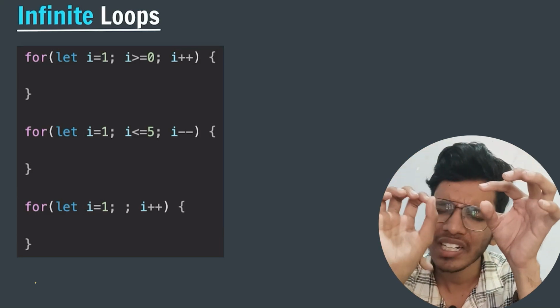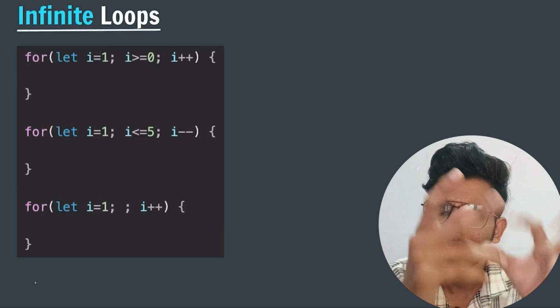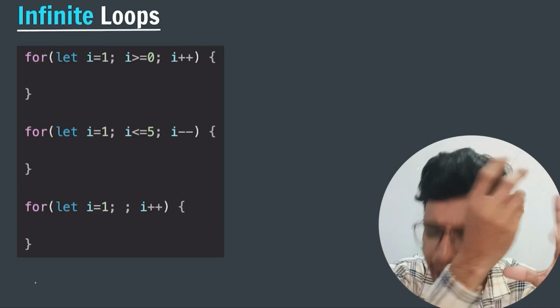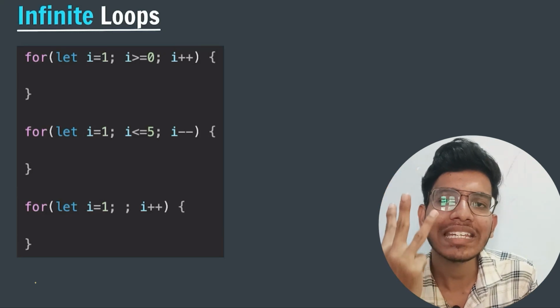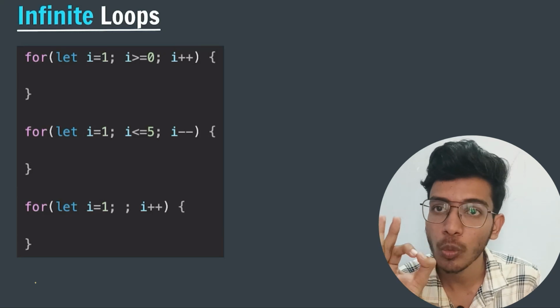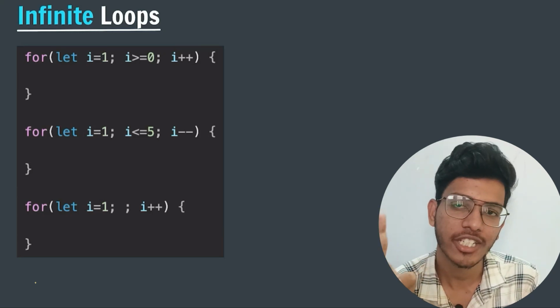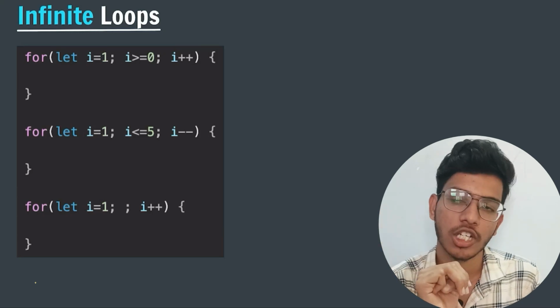Now if the condition is satisfied, then I will come into the loop and perform all the operations, and then I will go back and update. So these are the three steps involved in each and every loop. The first one is the initialization step, the second one is the condition, and the last one is the updation.